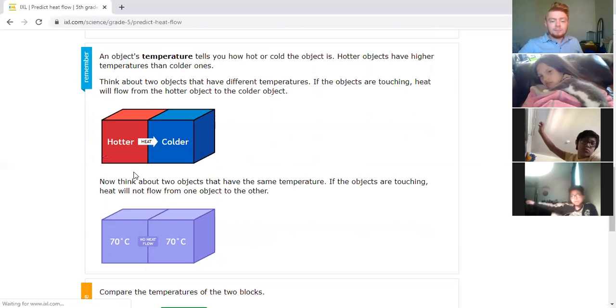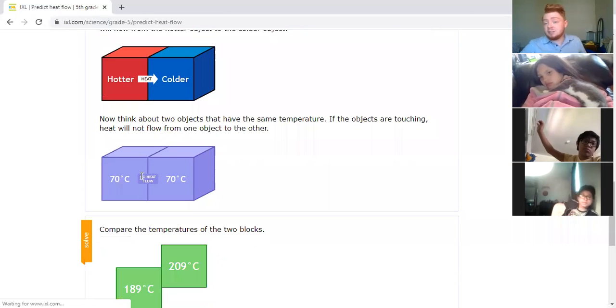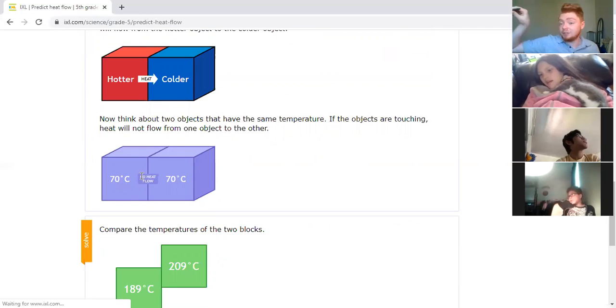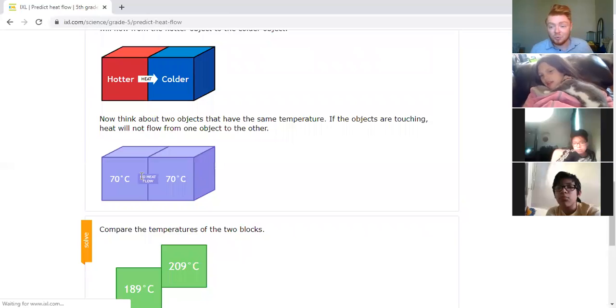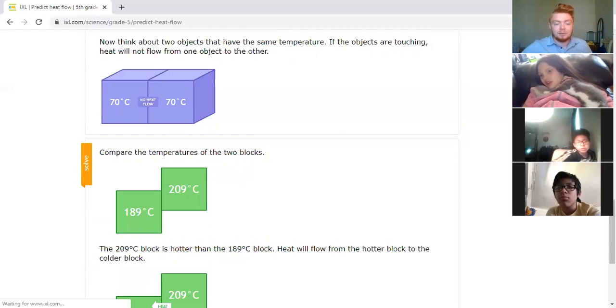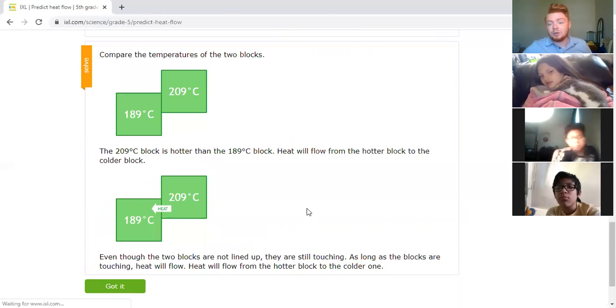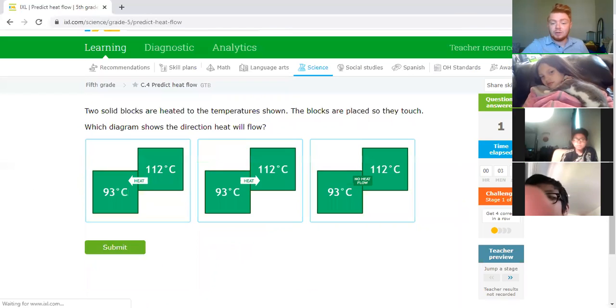If they are the same temperature, there is no heat flow. If you have two ice cubes next to each other in the freezer, they're not making each other colder or warmer. They're just chilling next to each other. You know what I mean? Whenever you have two objects, the hotter object puts the heat to the colder object. Okay, and now we know.